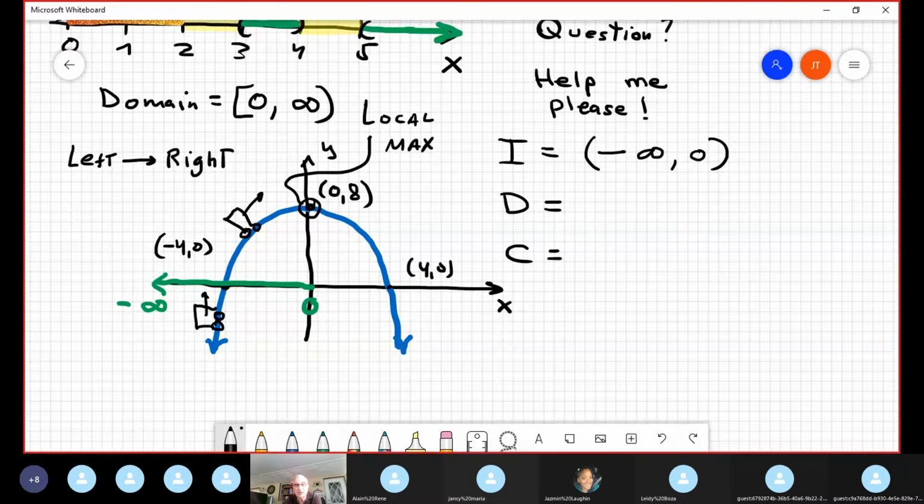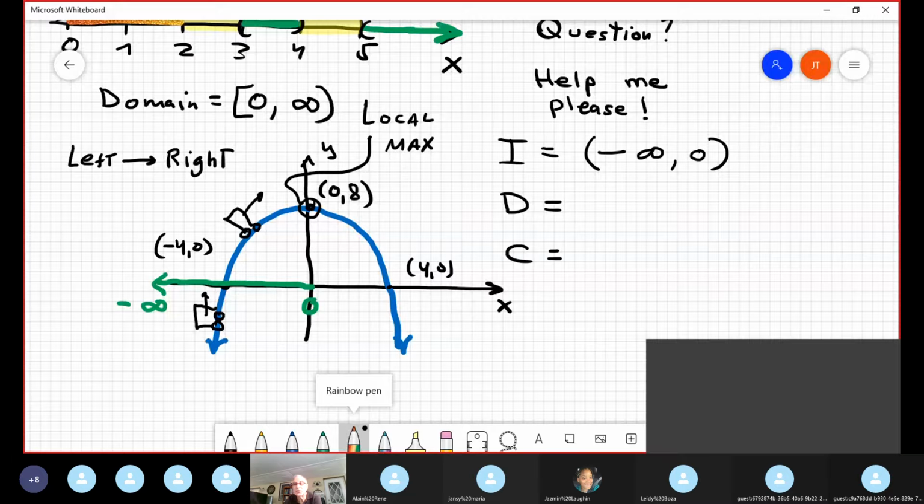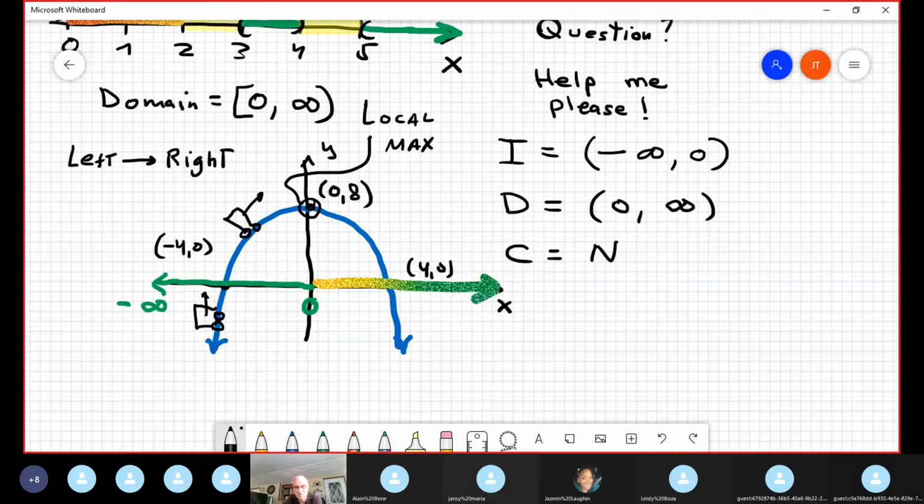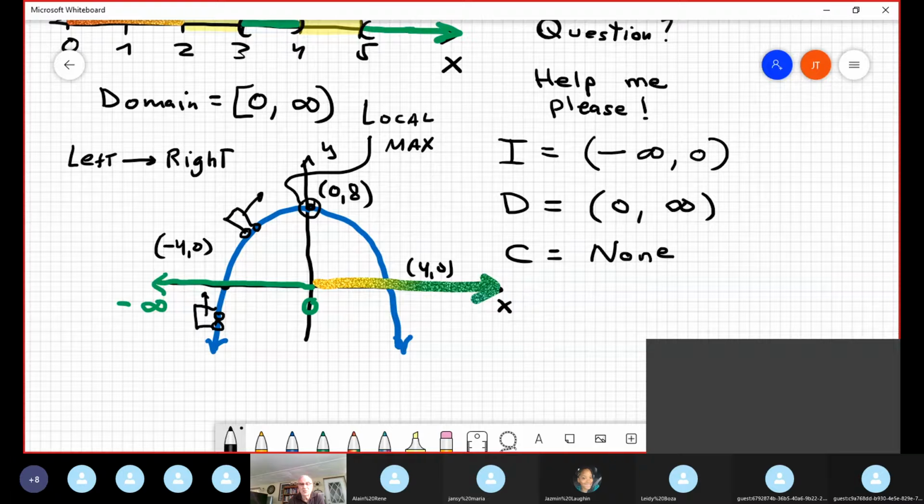What about the decreasing interval? Who helps me with the decreasing interval? Come on, help me. From 0 to infinity. Okay, so from 0 again, and this is a parenthesis for the same reason, to positive infinity. Now what about constant? Do we have constant or no? No. Okay, super clear.